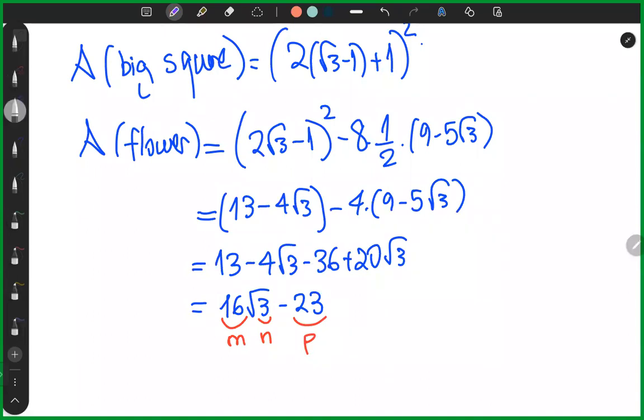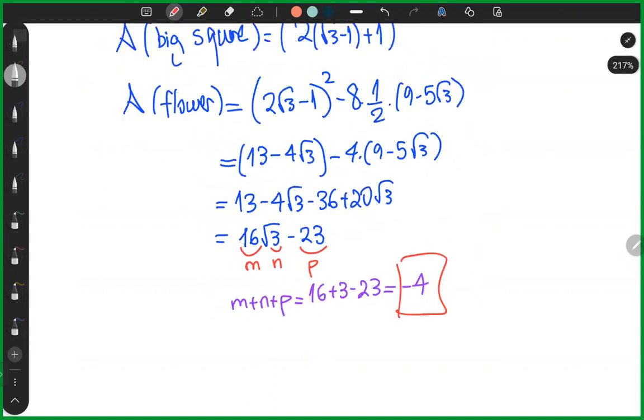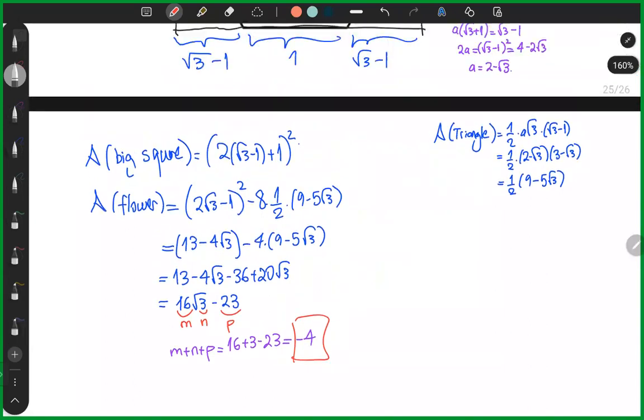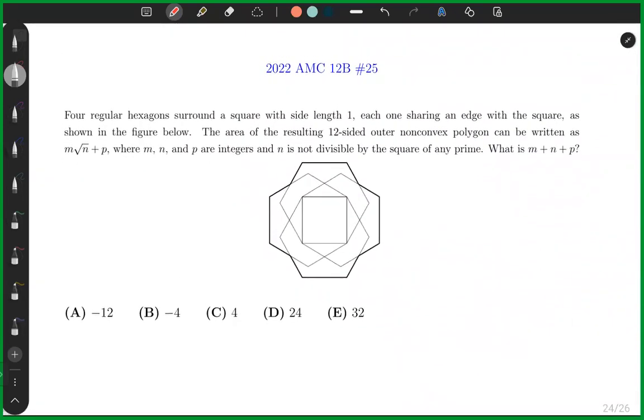We have to be a little bit careful when writing P. So M plus N plus P equals 16 plus 3 minus 23, and this is negative 4. So negative 4 is the correct answer. You go back and mark the correct answer, B.